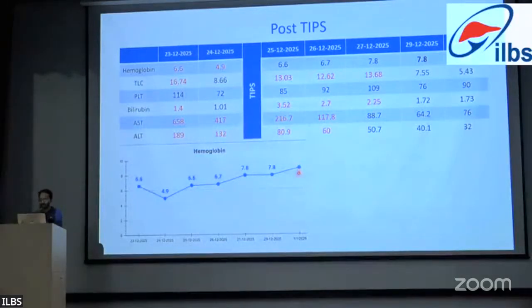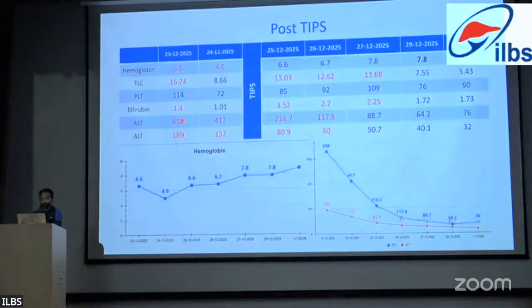And also, since we are putting a covered stent through and through from the main portal vein to the hepatic vein IVC junction, there is obviously a risk: are we compromising the liver supply? Is there any chance of liver failure? But here we can see that even the AST and ALT levels have gradually decreased over time.